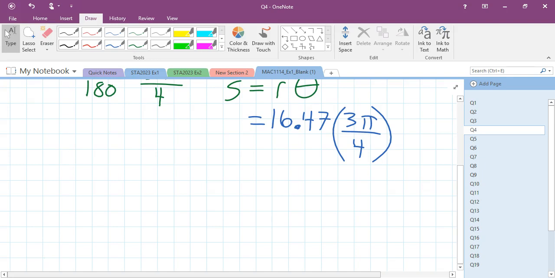So you're basically just taking 16.47 times 3/4 times pi. And you're going to get an answer, and you're going to round it to 2 decimal places, which gives us what? 38.81. And they provide us the label for us, but it is inches, if you were dying to know.